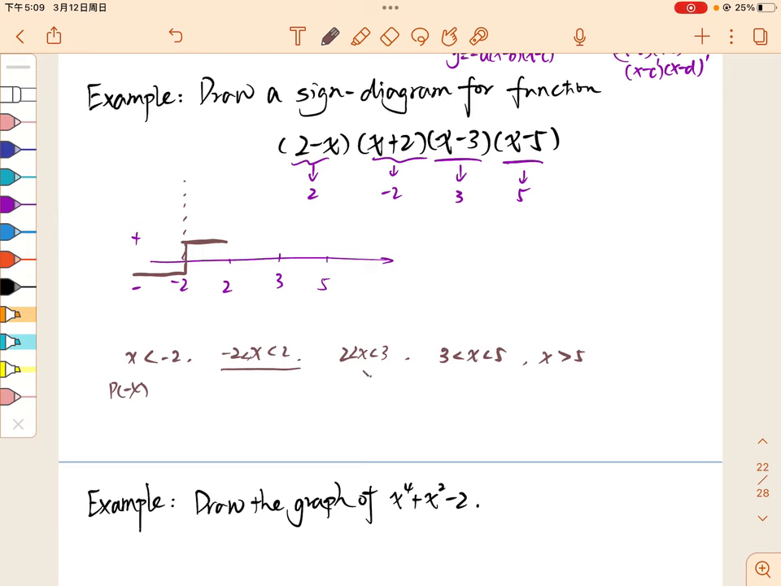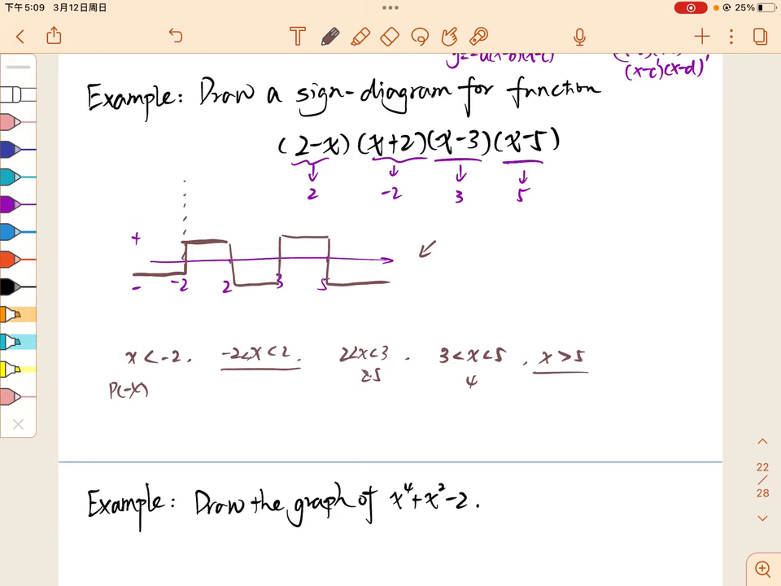Between 2 and 3, I might try 2.5, and that would give me a negative number again. And then between 3 and 5, I try 4. That gives me a positive number. And lastly, I have x more than 5. That gives me a negative number. So this is my sign diagram in the end.